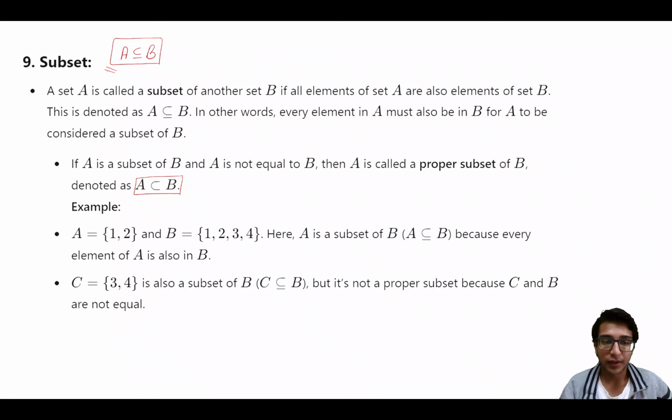Sorry, if I have all elements of A as all elements of B, then these two become equal sets, and A is not considered a proper subset of B. So keep this thing in mind. Here there has been a printing mistake, but it's a proper subset of B, because C and B are not equal.